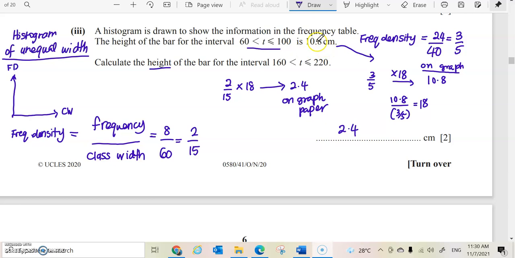Okay, the given one here is 10.8. So macam mana dapat 10.8? Kita cari frequency density dia dulu, 24 over 40. So 10.8 divide with the frequency density, we get 18. So maknanya kat sini pada graf dia nak lukis bar tu dia kena nak 18 pada frequency density. So kat sini kita ambil frequency density of this one 2/15 times 18. So we get 2.4. So on the graph kita akan lukis height dia ialah 2.4. Okay, that's all.